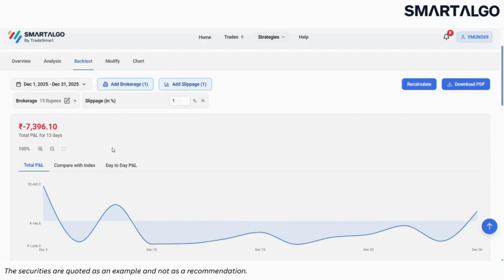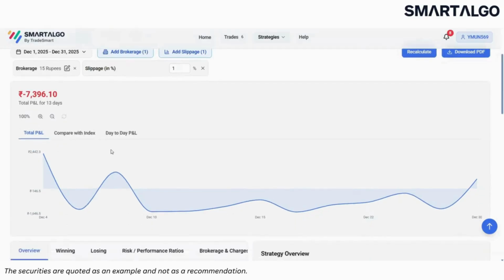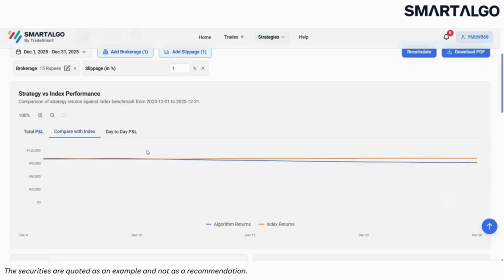You can also include brokerage costs and slippage as a percentage, so your results reflect a realistic, real world scenario. SmartAlgo will instantly compute and display the total P&L your strategy would have generated over the selected period.